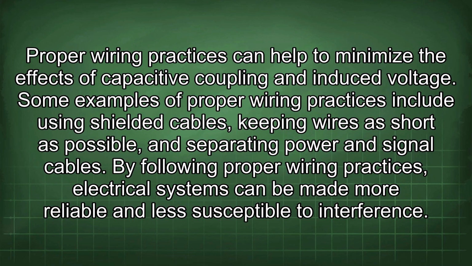Finally, it is important to emphasize the importance of proper wiring practices. Proper wiring practices can help to minimize the effects of capacitive coupling and induced voltage. Some examples of proper wiring practices include using shielded cables, keeping wires as short as possible, and separating power and signal cables. By following proper wiring practices, electrical systems can be made more reliable and less susceptible to interference.